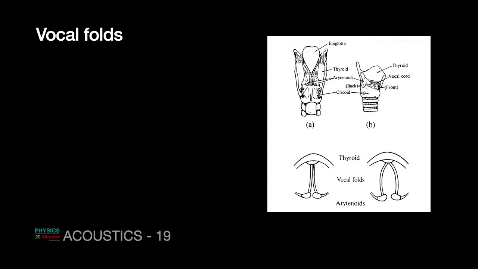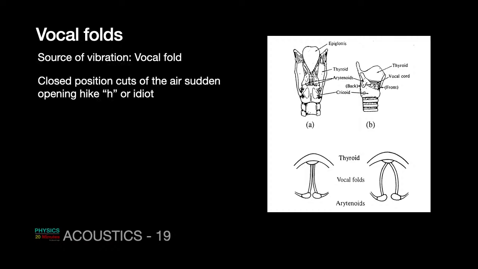Now come back to the vocal folds. These are the sketches of the vocal folds. It has two openings through which the air will pass. If you look at the cross section, it looks like this. This is a closed vocal fold. The two surfaces come close and block the airflow. And this is the open vocal folds. So the sources of vibrations are the vocal folds.